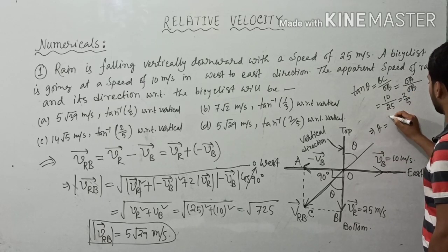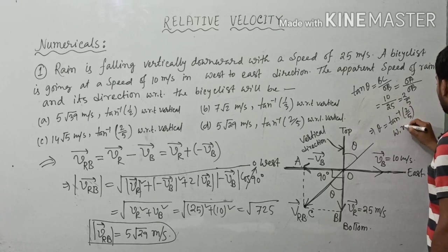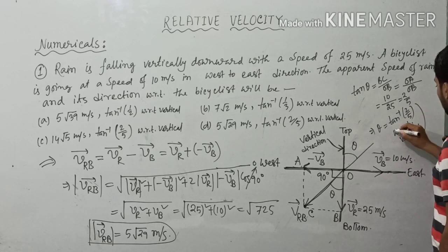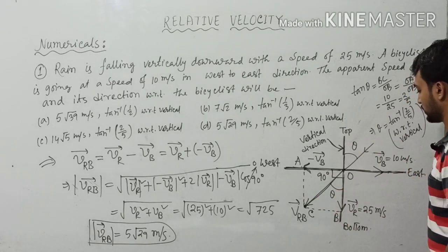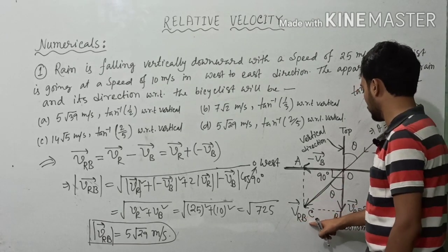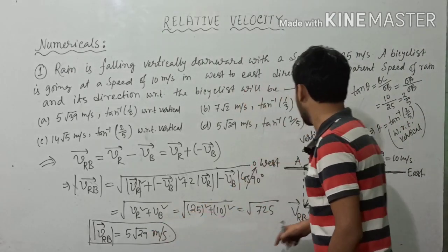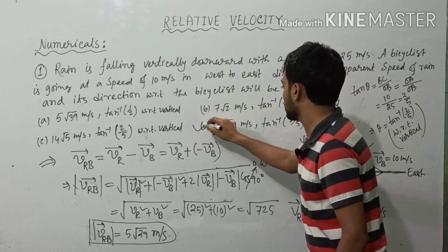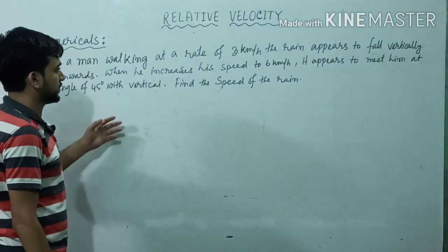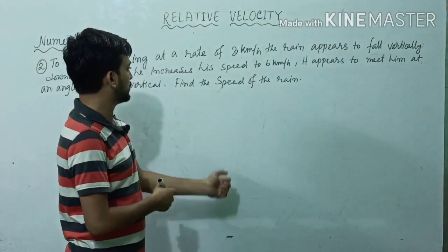So theta we will get as tan inverse 2 by 5 with respect to vertical. This angle will be with respect to vertical. Remember this. This is the direction of the apparent velocity of rain with respect to the bicyclist. So our result will be 5 root over 29 comma tan inverse 2 by 5 with respect to vertical. This is option D.